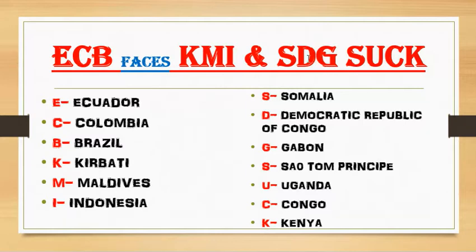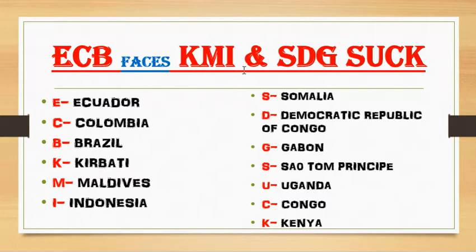SDG, as you all know, stands for the Sustainable Development Goals, and these goals just suck up the developing countries in Africa. So SDG suck is for the African countries. Kami is the trick for the Asian countries, and ECB is the trick for the South American countries. In total, there are 13 countries through which the line of the equator passes.